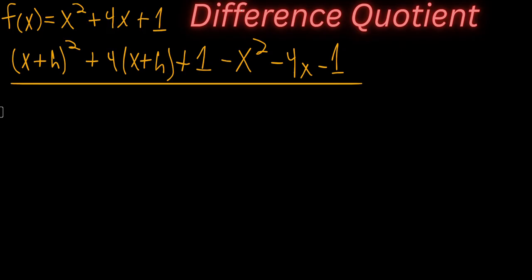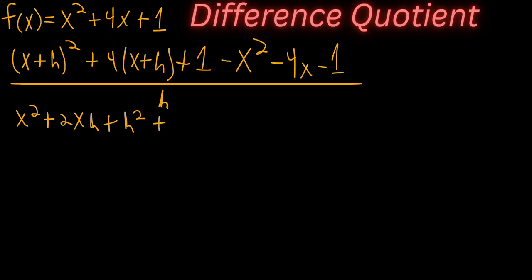And all of this is going to be divided by h. And let's make that a little bit smaller. We want to be very economical with our space here. Okay, let's expand our terms to get x squared plus 2xh plus h squared. You probably see a pattern coming here.